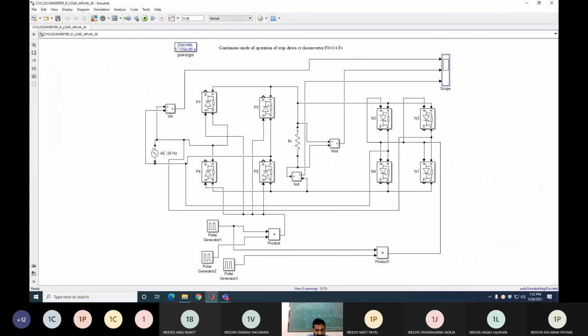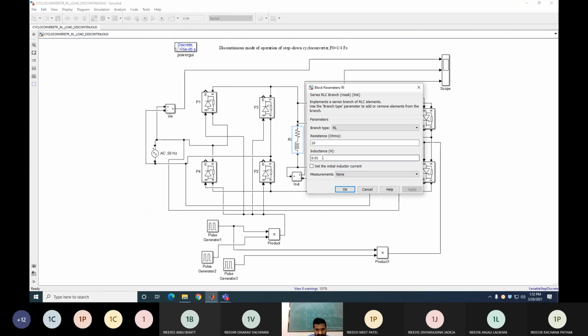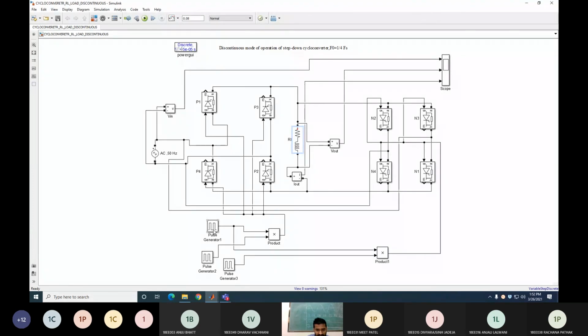Then the third simulation is for RL load with alpha 30 degrees in discontinuous mode. You get discontinuous mode whenever the firing angle delay alpha is greater than the power factor angle. So here we select the value of RL which gives a power factor angle of 17.3 degrees, with a firing angle delay of 30 degrees. So alpha is more than phi.